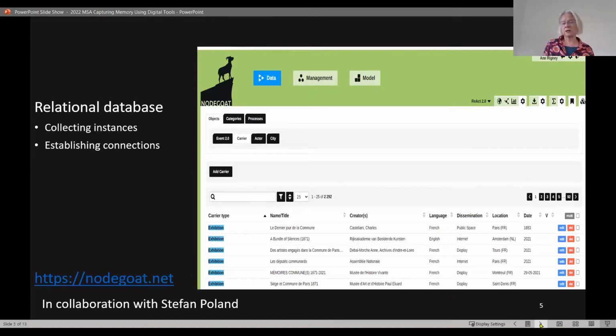A database says it all. We're collecting instances. It's a place where we can gather, make an archive of instances of storytelling about activism. But it's also a relational database, which means that we want to enter our data in such a way that we can establish the connections between the different elements, between texts and events and actors, and see how they relate to each other. Now, I thought designing a database was going to be easy, but I can assure you it wasn't.